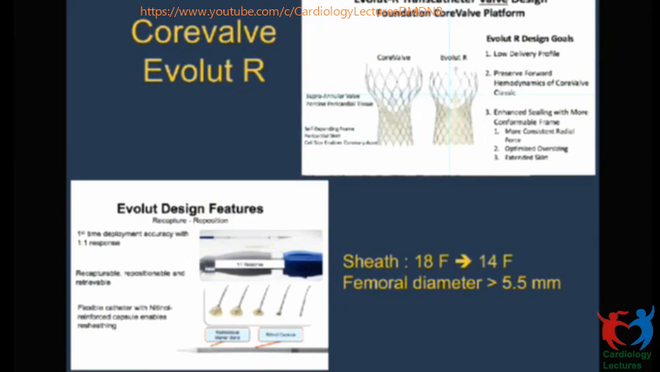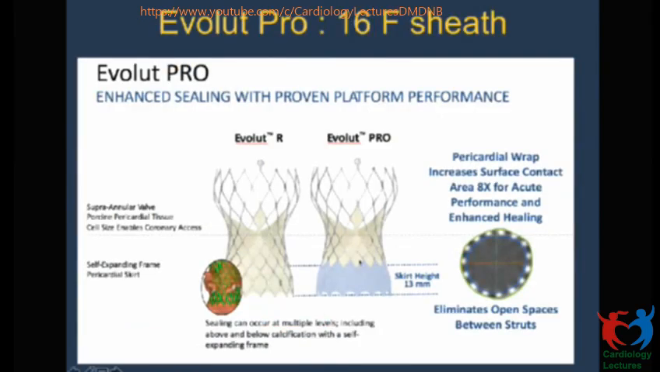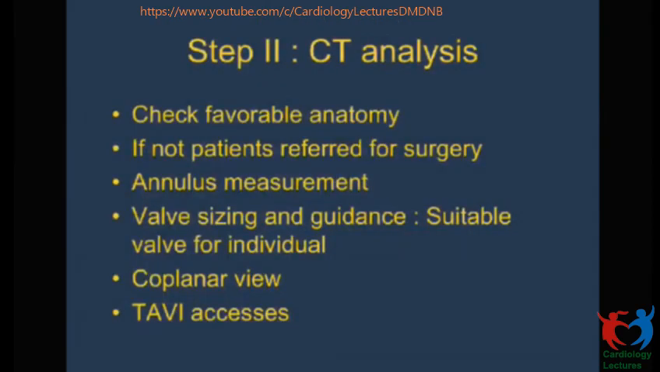This is the CoreValve Evolut R, a self-expandable valve. It is a porcine supra-annular valve, and now we're using a 14 French sheath, so you can use it if you have a femoral artery diameter of more than 5 or 5.5 millimeter. It's a totally recapturable valve, which differs from the first generation of CoreValve. And now we are using more and more the Evolut Pro, which has a skirt outside the stent up to 13 millimeter, which can reduce the paravalvular leak and the damage on the annulus. So these are the valves available in France.